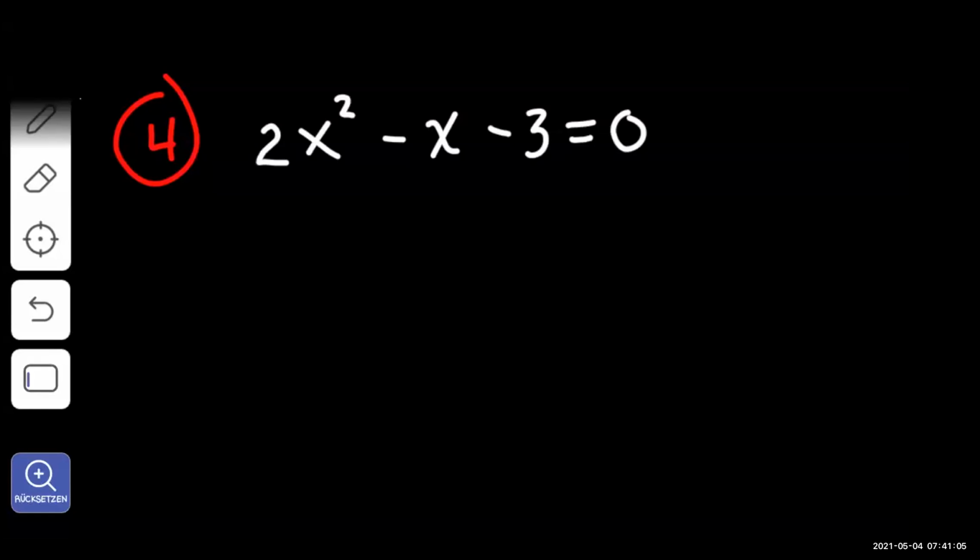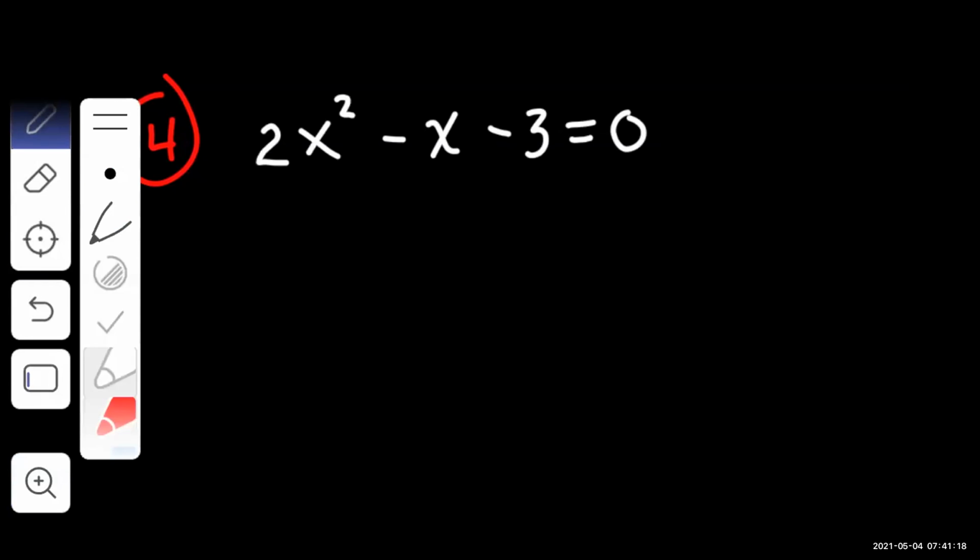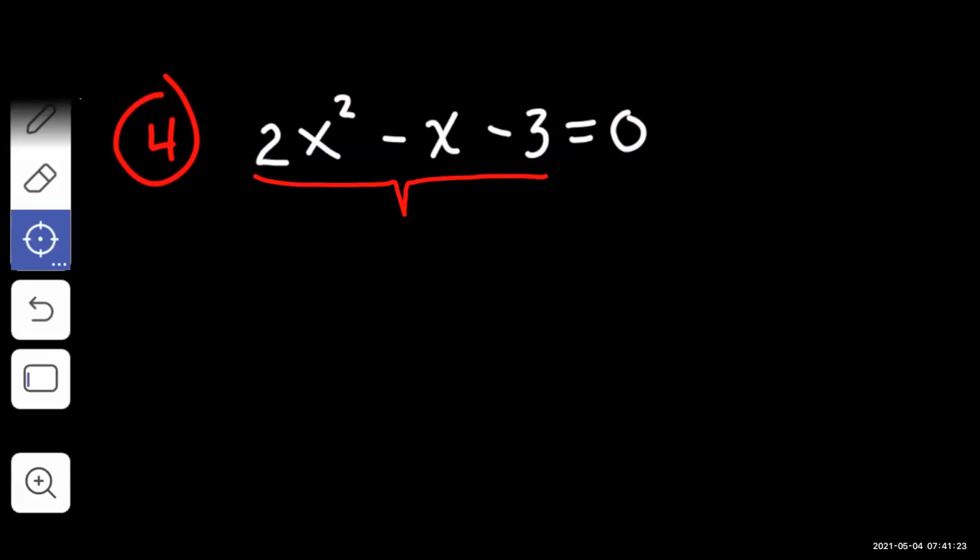The last one. Let's have a look at this. 2x squared minus x minus 3 equals 0. So how are we going to solve this one? We have 0 on this side. How do we factor this? Which method are we going to use? 2x squared minus x minus 3. Can we use the big X method? No. The quadratic term is different than 1, it is 2. We can't use it at all.